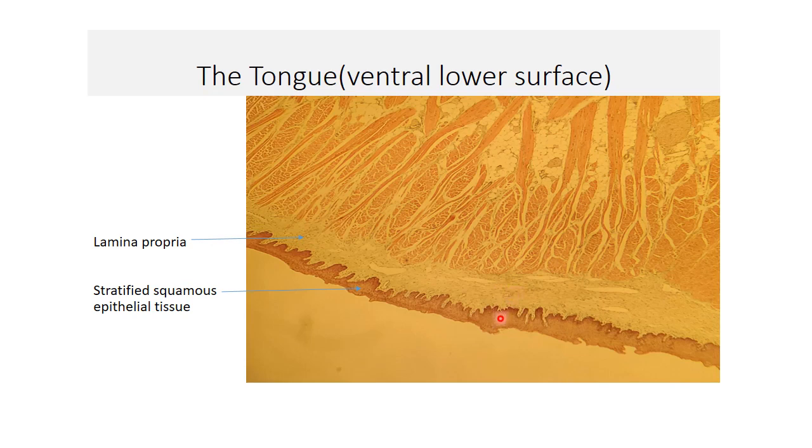In the lower part of the tongue, there is no papillae. Here the core of the tongue is composed of different directions of skeletal muscle.